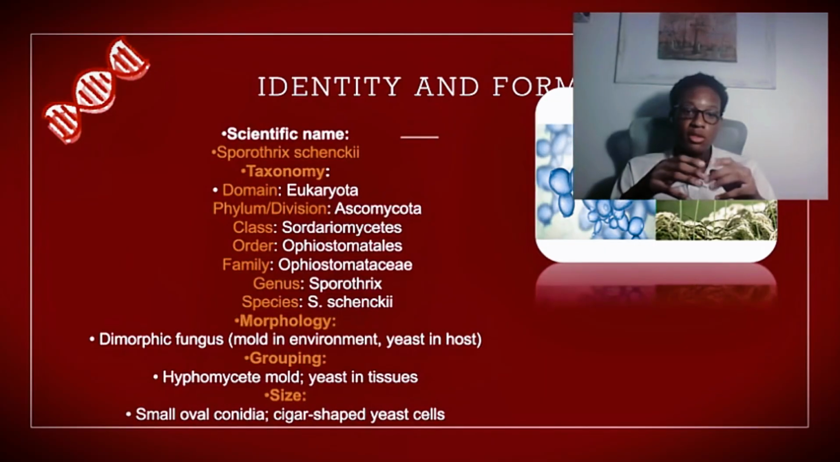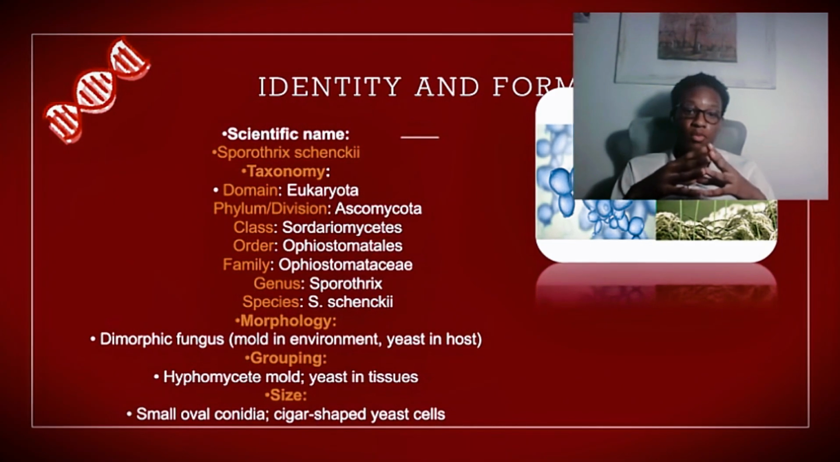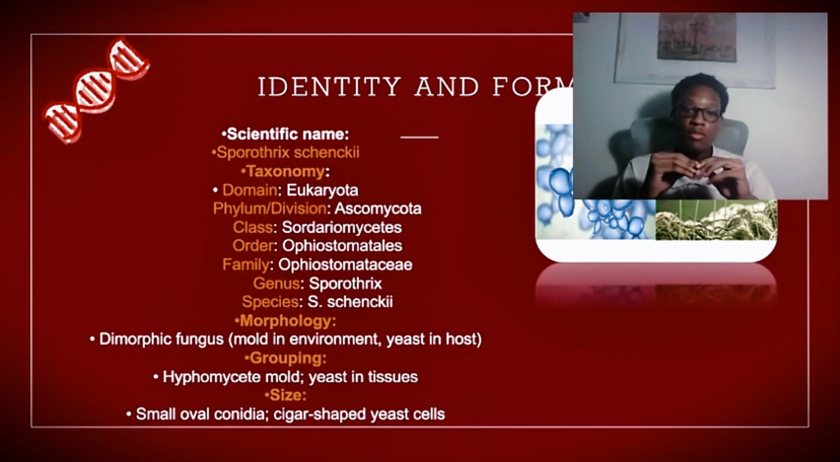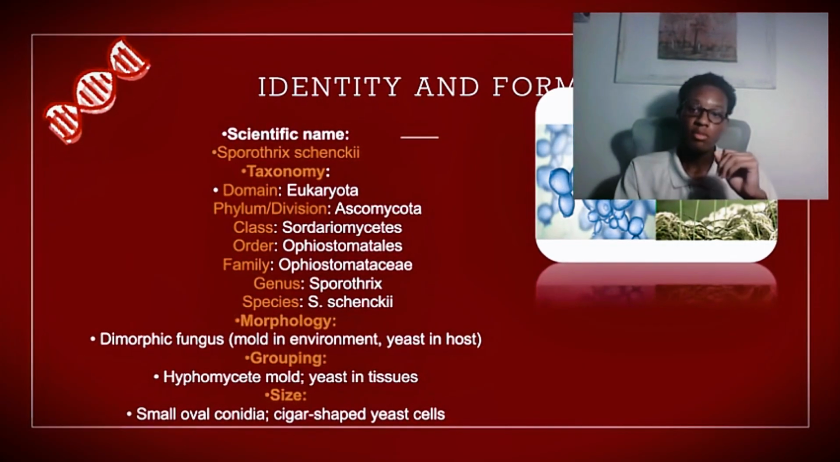Morphology. Dimorphic fungus: mold form in the environment and yeast form in tissues. Small oval conidia and cigar-shaped yeast cells.